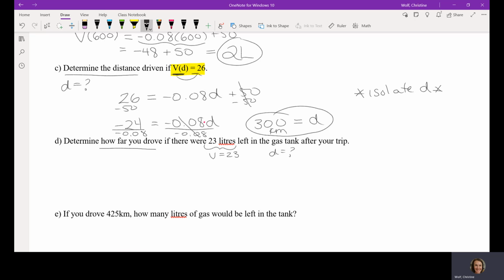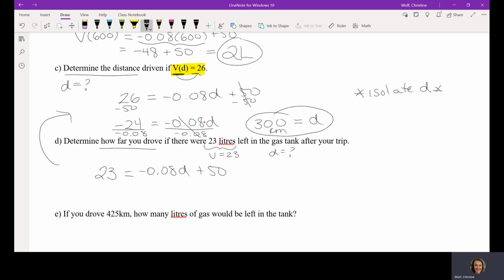So this is a similar setup to this question here. We know what the volume is, so we know our entire left side is that 23. And then we're looking for distance. So I'm just doing a few examples here because all the examples can really be asking you the same thing, but in a different way. So I'm showing you a few of those different ways.